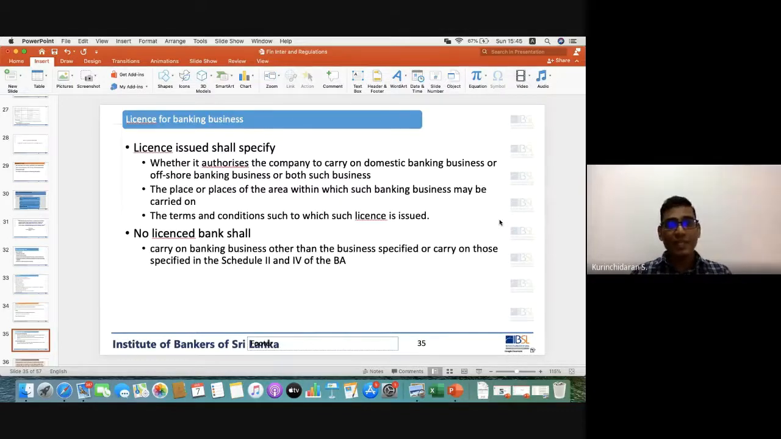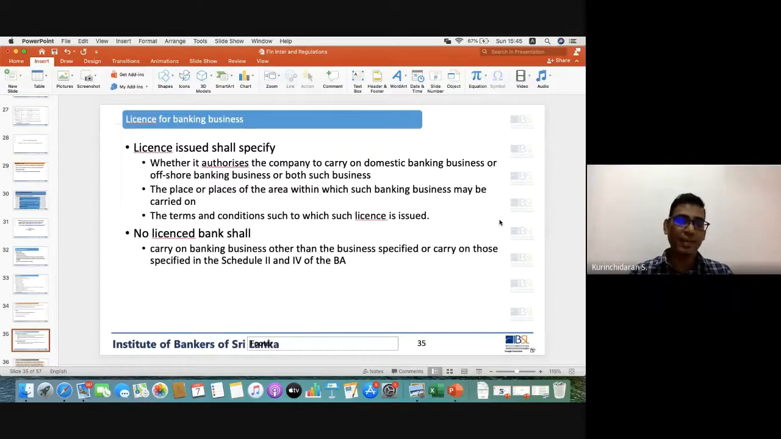The place or places of the area within which such bank business may be carried on, right? Okay, so then the license will specify whether they can do DBU only, or domestic bank business only, or offshore bank business only, or both businesses. So the license will specify. And similarly, the license also will tell you in which area you can do the business, right? And in addition to that, the terms and conditions to which such license is issued, right?